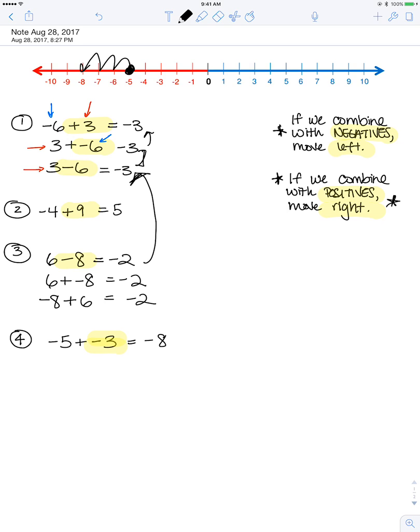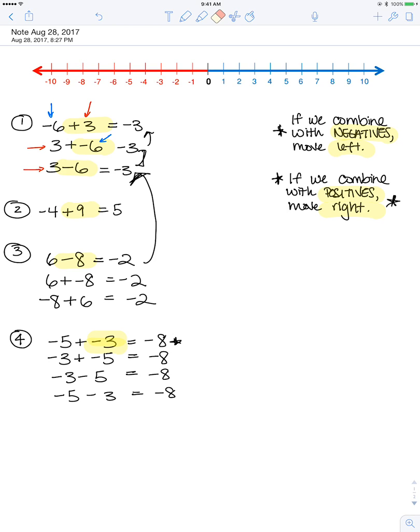But I also can rewrite this problem. So by commutative property, I could put the negative 3 first. So I could say that negative 3 plus negative 5 is equal to negative 8 as well. I also can write both of these problems without the addition sign. So I could say that negative 3 minus 5 is negative 8. I can also take this first one and write negative 5 minus 3 is negative 8. So this one has 4 different ways that I can rewrite the problem.